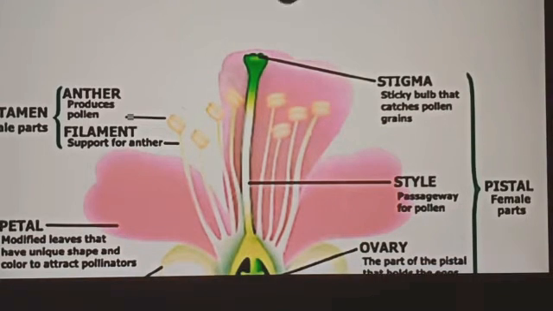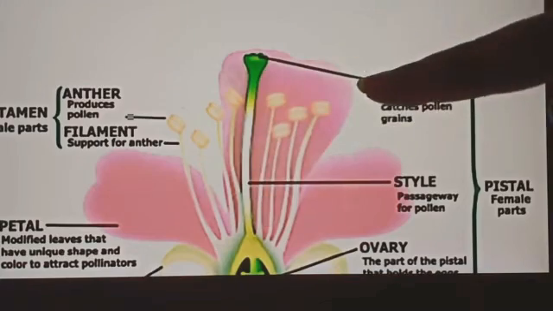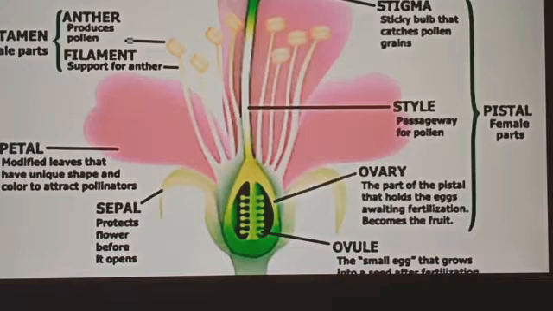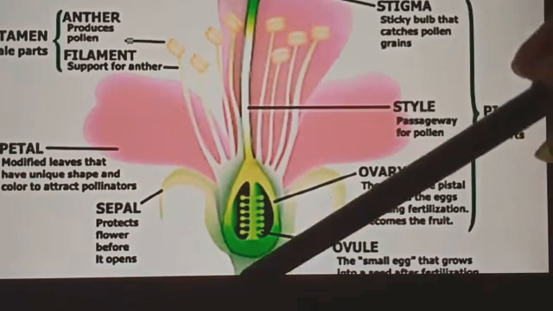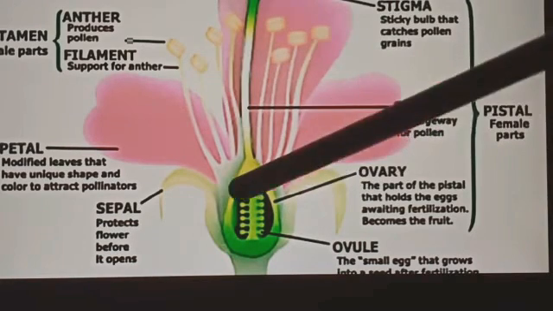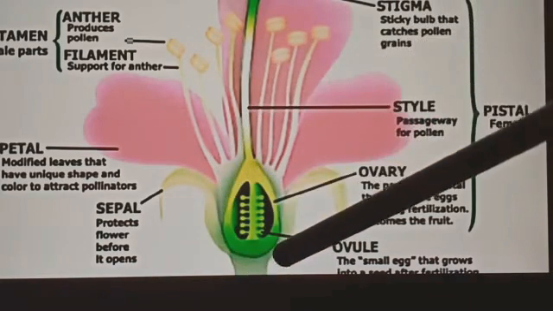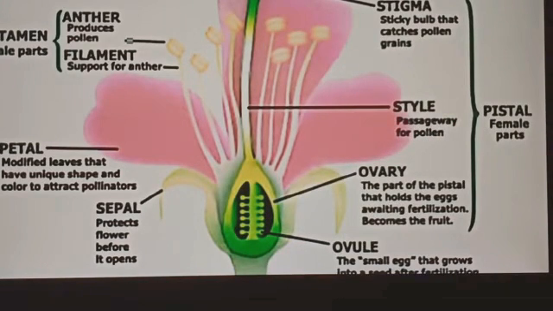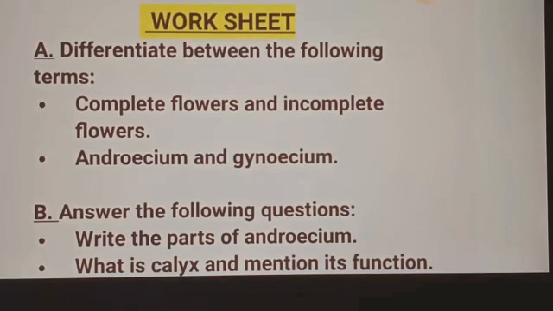The main function of this one, you can see inside the ovary many ovules are present. So it produces the embryo sac, which after fertilization is converted into embryo, and the ovary is converted into fruit and seed. This complete ovary after fertilization forms the fruit. And when this ovary transforms into fruit, the ovules which are present inside the ovary transform themselves into seeds.